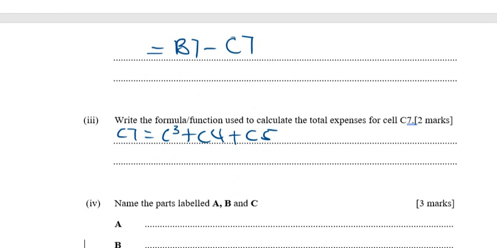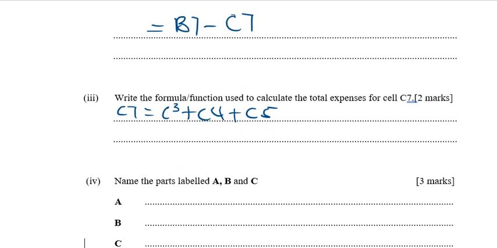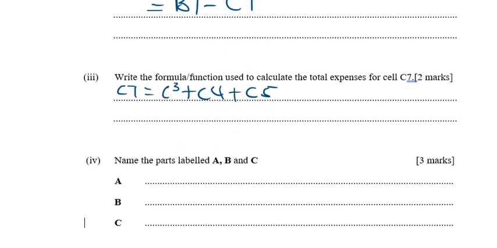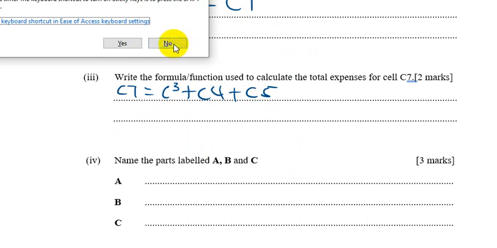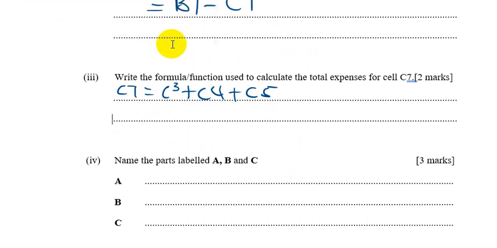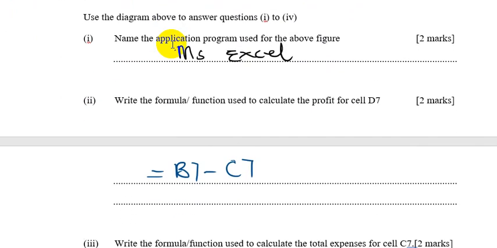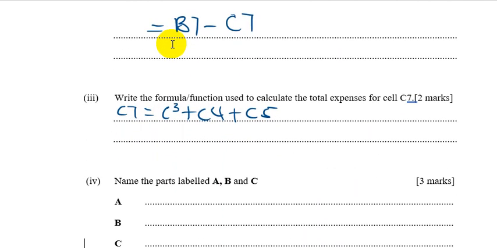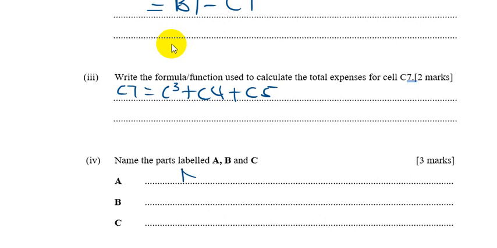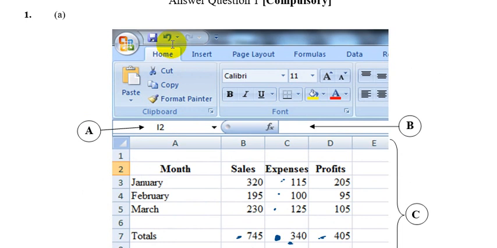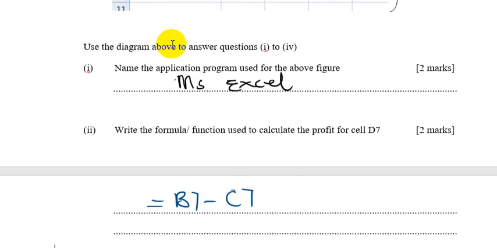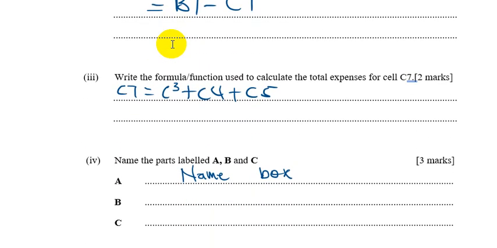Now the next one says that we should label the parts A, B, and C. Let's go to the diagram and look at A. Our A is our name box. That is where, when you select a cell, the name of the cell comes. So that is name box. Now B, let's look at B. B is our formula bar. Whatever you type, it goes there. So it's our formula bar.